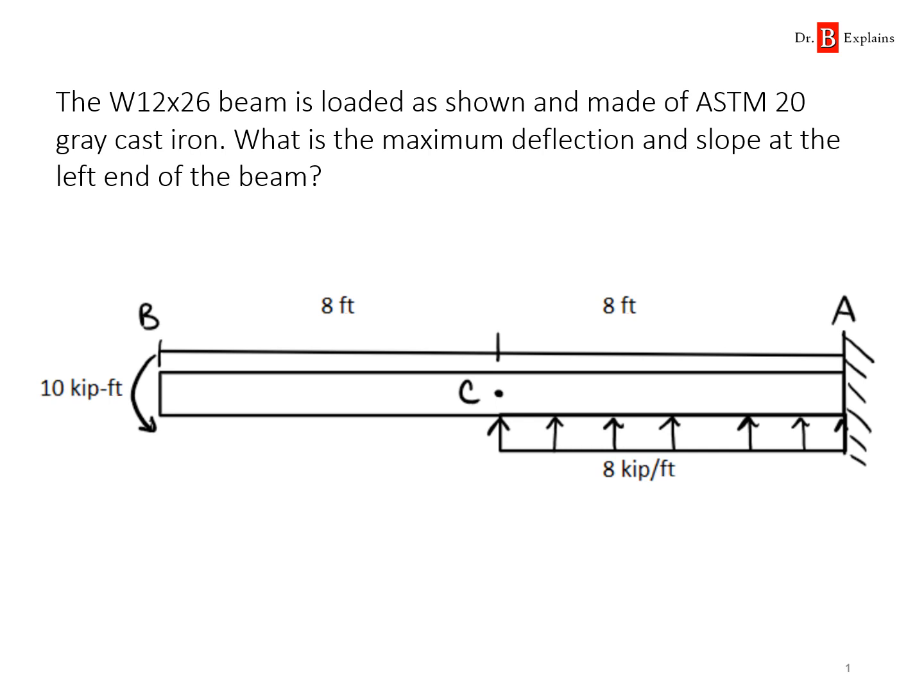All right, so we have a W12 by 26 wide flange I-beam loaded as shown below, and it is made out of ASTM 20 gray cast iron. What we want to do is find the maximum deflection and slope at the end of the beam, specifically the left end, or this point B over here. We want to figure out whether point B moves up or down, as well as what the slope of the tip of that beam is. So let me move to OneNote so we can go ahead and start working on it.